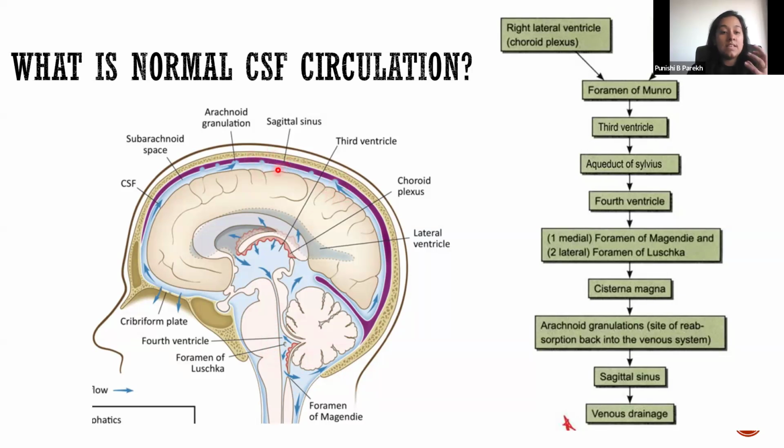And the resorbed CSF then enters the sagittal sinus to be absorbed into the venous circulation. So production of CSF by the choroid plexus of the lateral ventricles, through the foramen of Monro into the third ventricle, aqueduct of Sylvius into the fourth ventricle, out by the foramen of Luschka and Magendie to enter the cisterna magna, resorption by the arachnoid granulations to eventually enter the venous circulation. So this is what a normal CSF flow looks like.